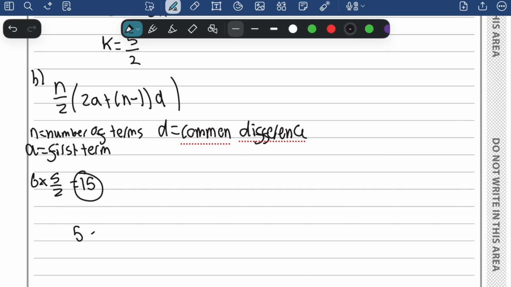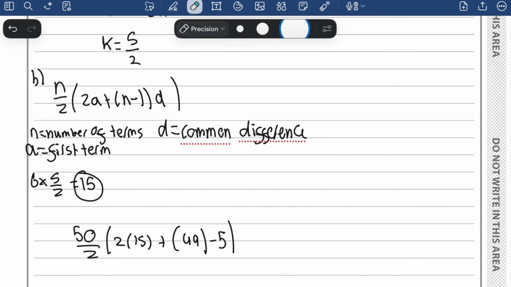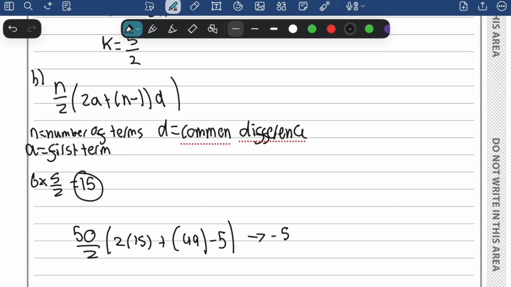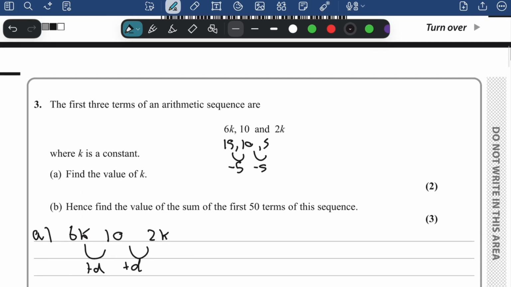So we can say n is the number of terms, which is 50, divided by 2. And then 2 lots of the first term, which is 15. Add n minus 1, which is the number of terms, minus 1, so 49, times by the common difference, which is minus 5. Remember to put minus because we are taking away 5 each time. So 49 times minus 5, add 30, times 50 over 2 is going to be minus 5375. And don't be concerned that the sum is negative, because we're taking away each time.